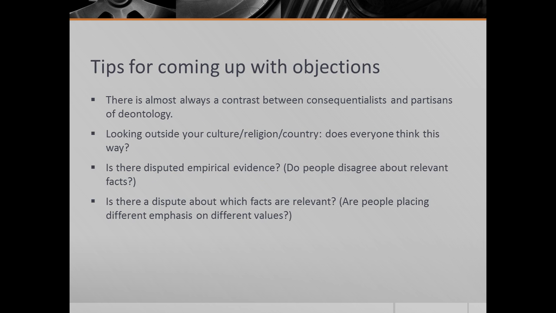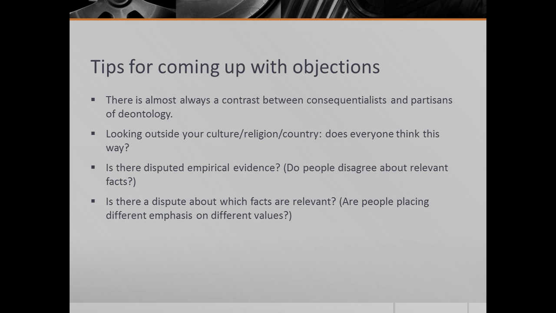Let me give you some tips for coming up with objections, because students sometimes tell me, I can't possibly think of what someone else would say against me. I cannot possibly imagine why somebody would disagree with me. So here's some things to consider. One, there's almost always a contrast between consequentialists and partisans of deontology. So if someone is making an argument based on all the good consequences that would bring, think about what respect for persons would require. Generally speaking, there's going to be some kind of action there.